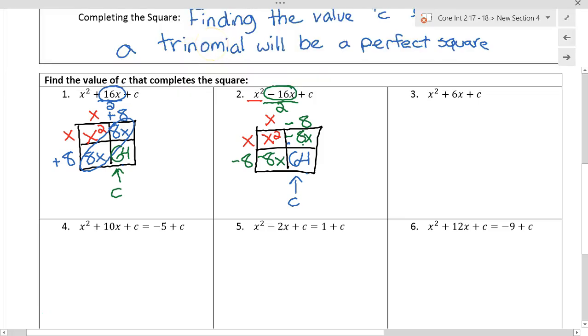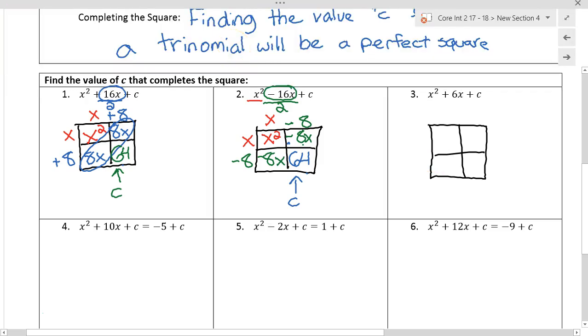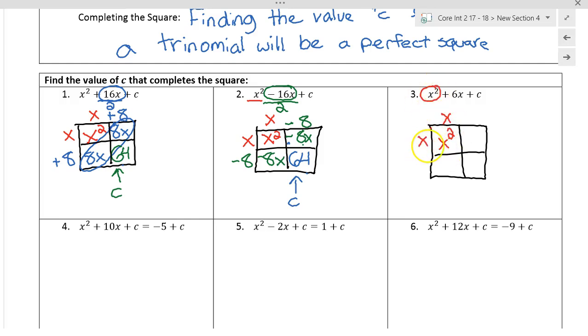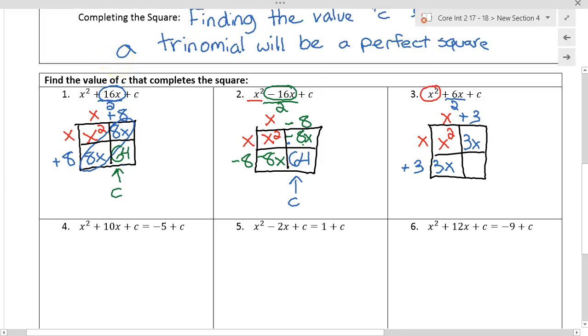All right, looking at number 3, x squared plus 6x plus c. Make the box. In the first box goes the x squared. X squared is x times x. In my next two boxes, I'm going to divide 6x by 2. 6 divided by 2 is 3x. X times positive 3 is 3x. X times positive 3 is 3x. And then 3 times 3 is 9. And that's my value of c.